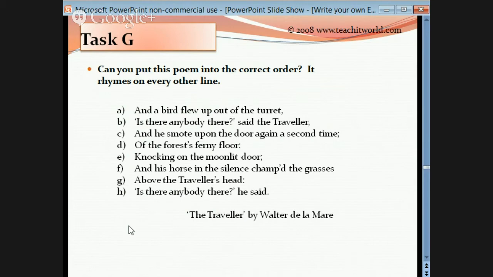And what we're trying to do with this poem is put it in the correct order, because right now all of the lines are out of order. So we have to decide which of the lines is the first one. Do you have any idea which one you would choose to be the first line? Are you there, Ange? Yes. Are you just reading? Okay. I'm going to give you the very first line, which I believe is B. Is there anybody there? Said the traveler.